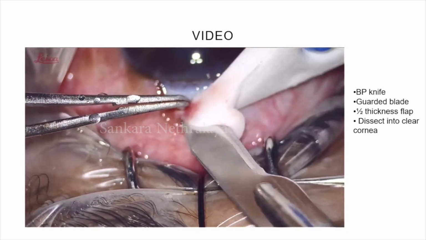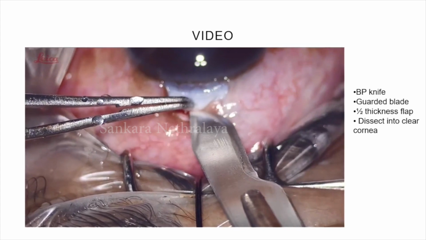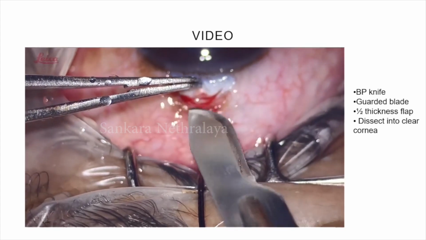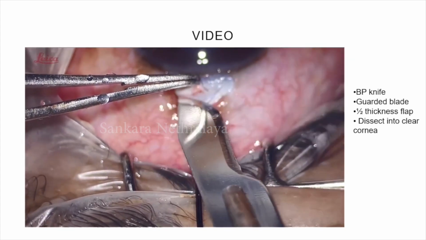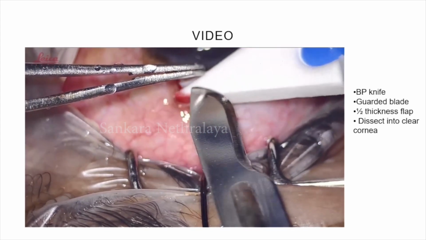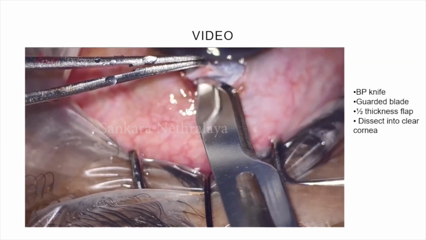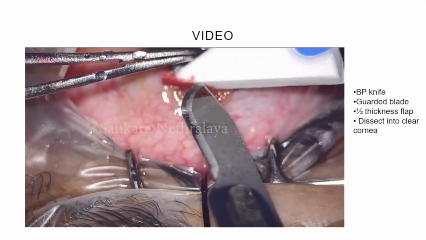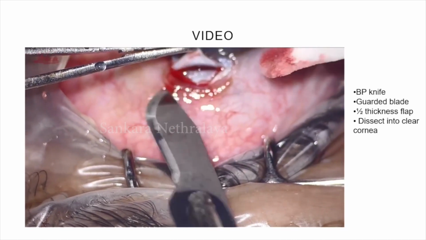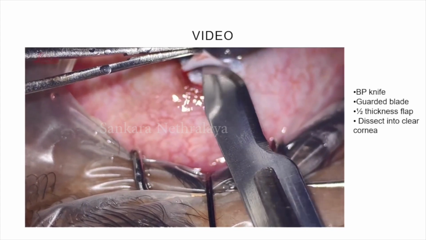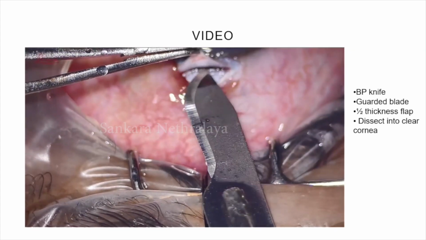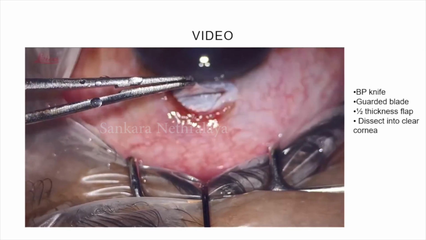So, in this video, we can see we are creating a scleral flap, which can be made by a Barrett-Buckle knife as well as a guarded knife. A half thickness to 3/4 thickness scleral flap is usually dissected until we can see the bluish-gray clear cornea. And the dissection should be uniform.